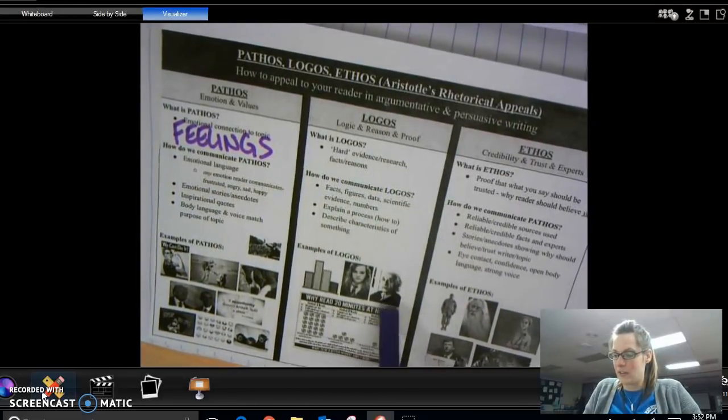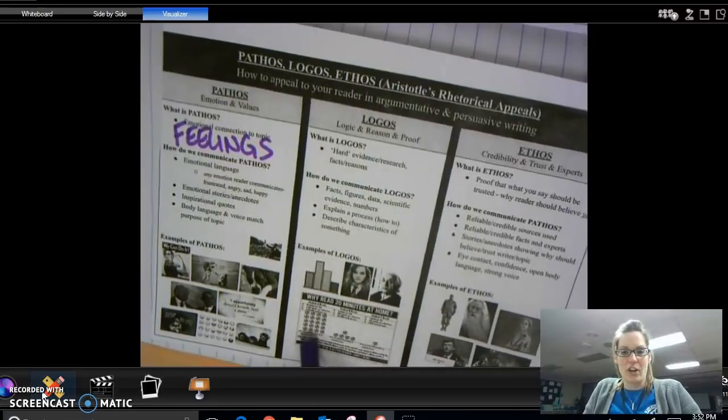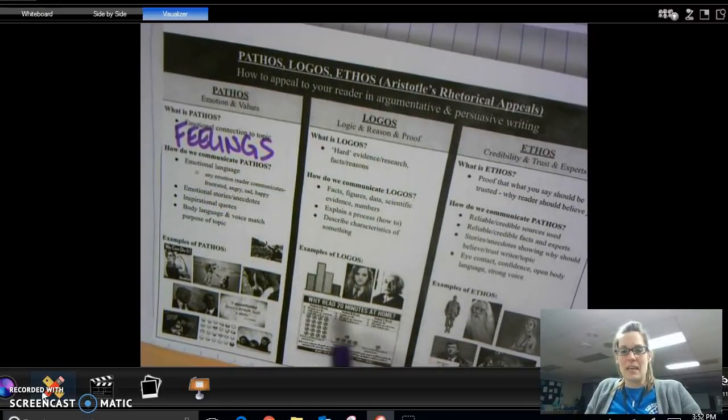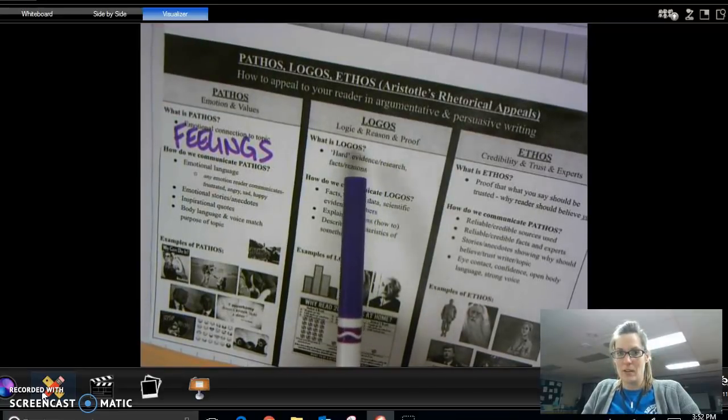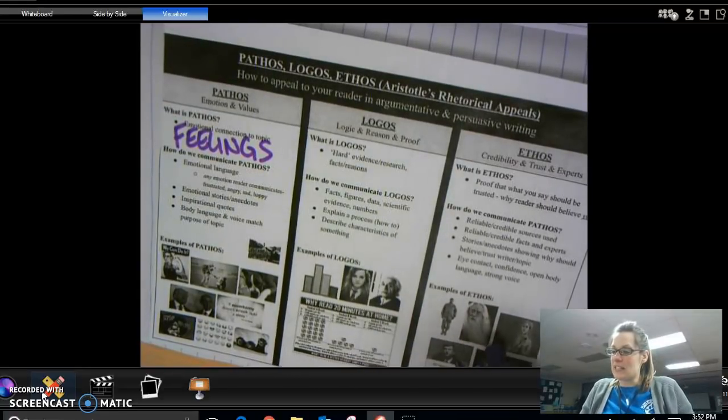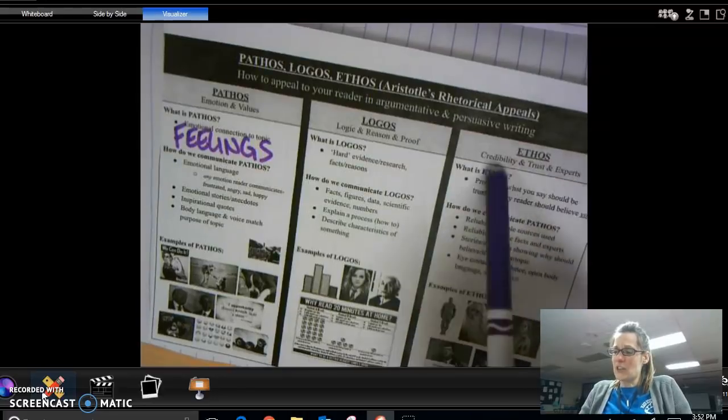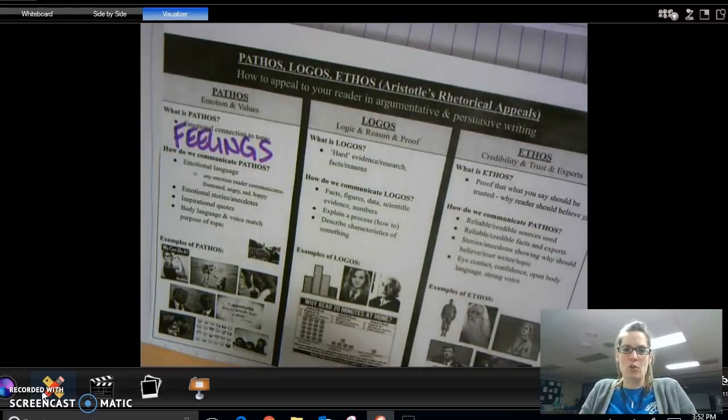Hermione is from Harry Potter. There's Einstein there. It says charts and graphs. And so being able to see the types of information, that would be logos, okay? The third one that's on here is ethos, which is that credibility element, the trust. It's why should I, as your reader, listen to you as the writer?